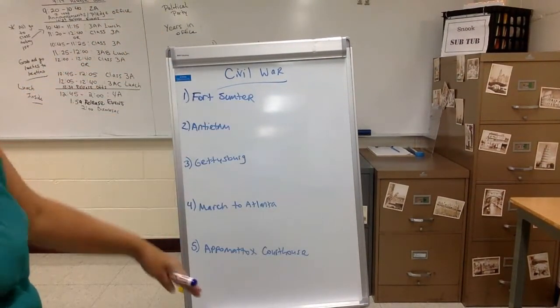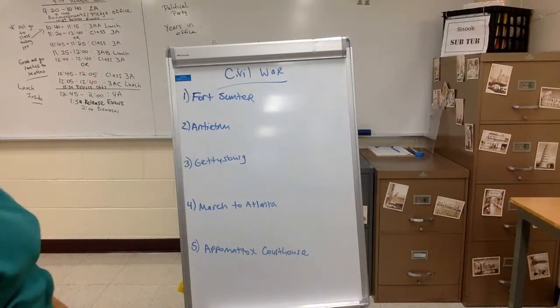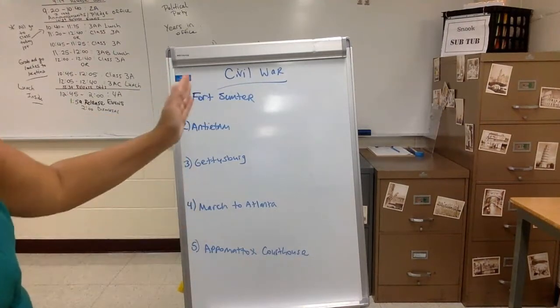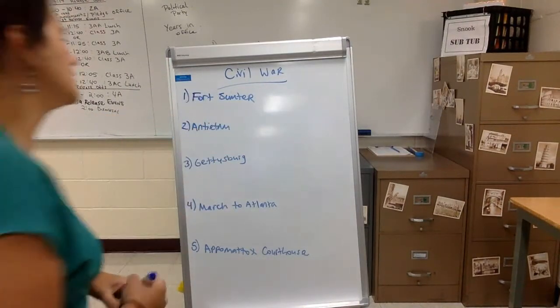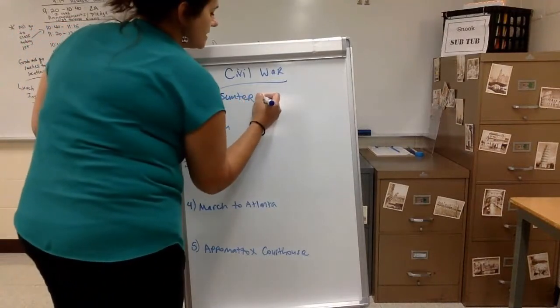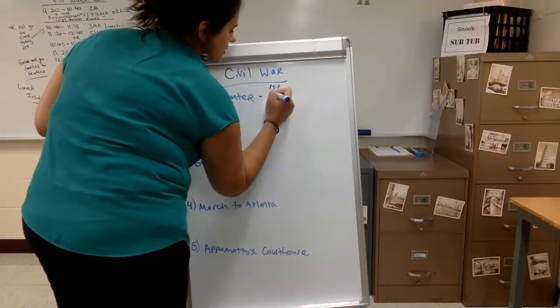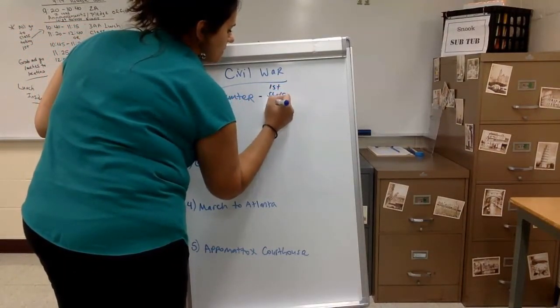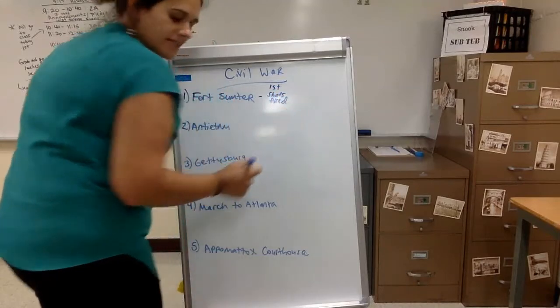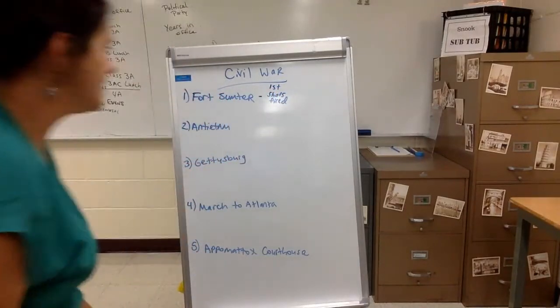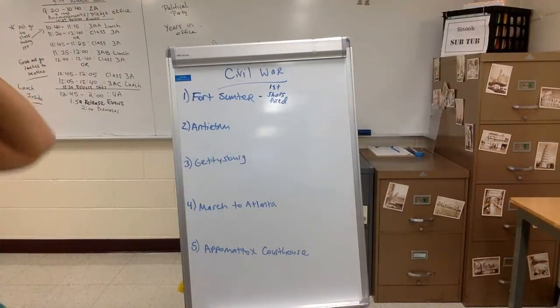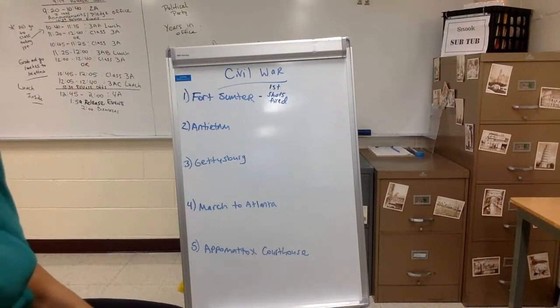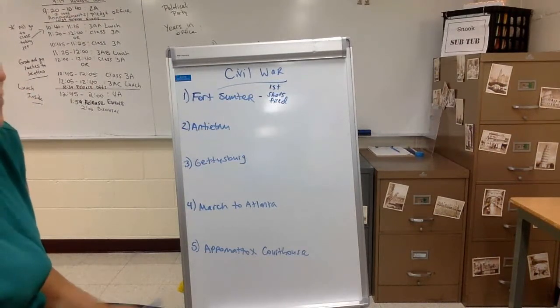So I've got down the 5 major battles here. So Fort Sumter, and like I said, for each battle, I'm just going to tell you why it's significant and who won. So for Fort Sumter, it is significant because this is the first shots fired. Okay? What ends up happening is that Fort Sumter is South Carolina territory, and this is a U.S. Army base. There's an arsenal. There's lots of weapons. There's soldiers there.